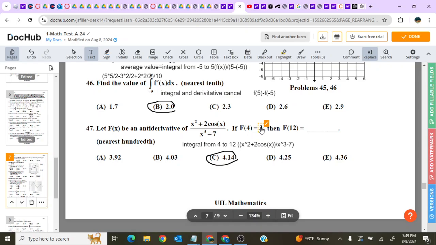So yeah, give it your bounds, calculate the integral of that equation. This is technically not parentheses correct, but you clearly get what I'm doing. Then add it to the original 3 and you get 4.14.